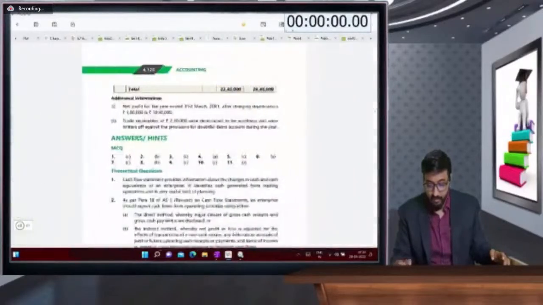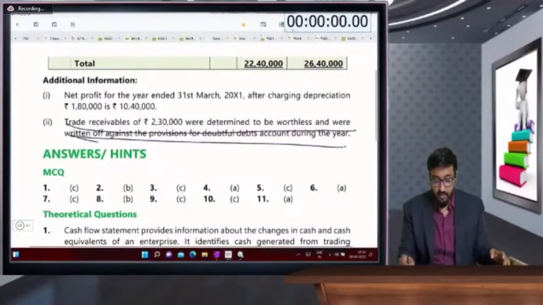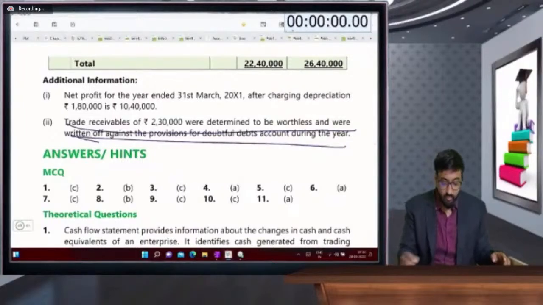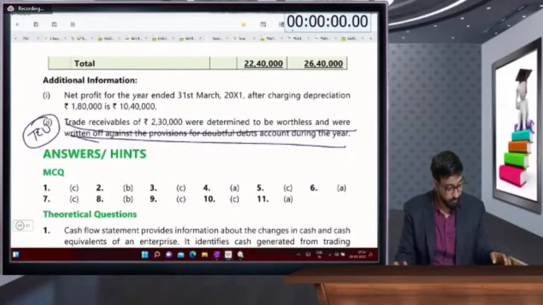See, beta, this adjustment is very easy. Trade receivables were determined to be worthless and were written off against the provision for doubtful debts. Himanshu, this adjustment is just to confuse us. Don't pass any entry. TY K 4 we will solve.